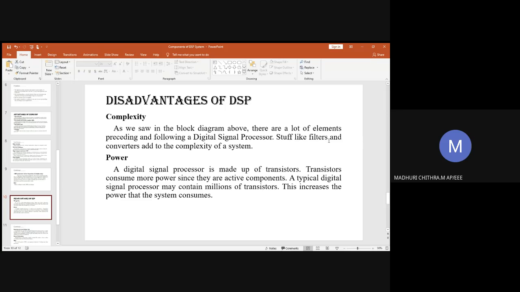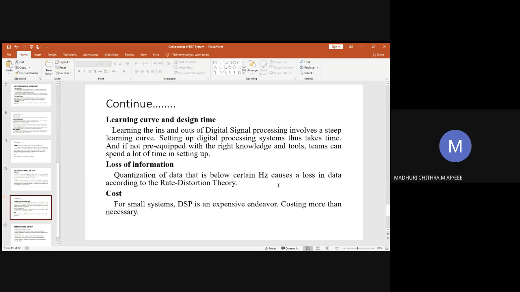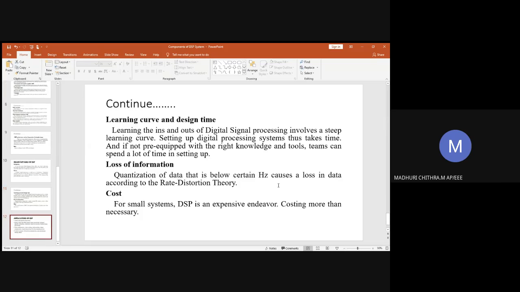Next, power. A digital signal processor is made up of transistors. You know that transistors are active components and consume more power. A typical digital signal processor may contain millions of transistors, so this increases the power that the system consumes. Next, learning curve and design time. Next, loss of information and cost.